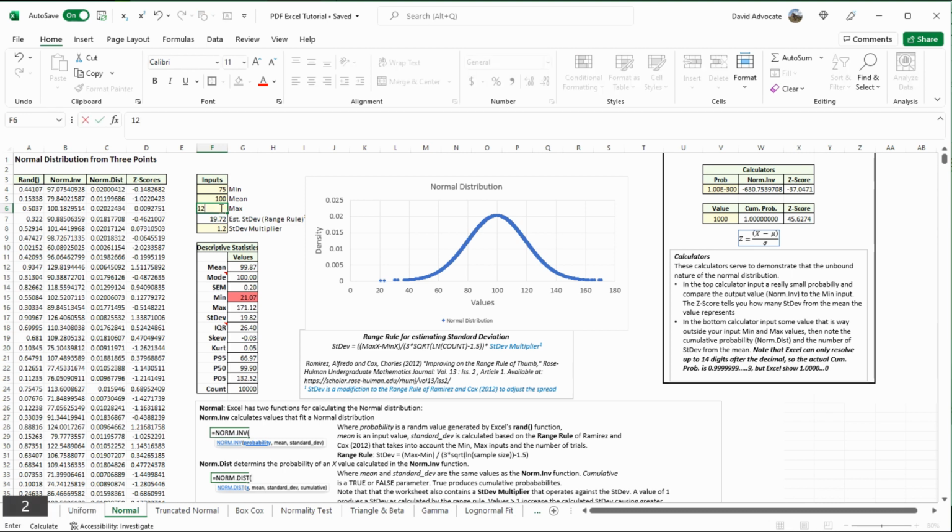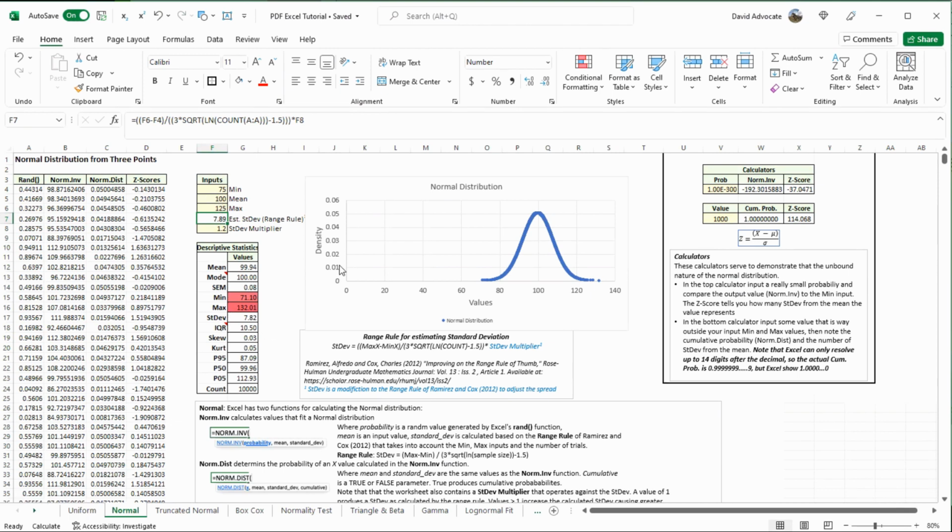So let's set this back to a symmetrical distribution. I'll put in 125, hit return, Shift F9. But I want to deal with these. So what can we do? We can truncate it. And I'll demonstrate that in another video on how to truncate the normal distribution. Or we could use a triangle or beta bound distribution to model it.